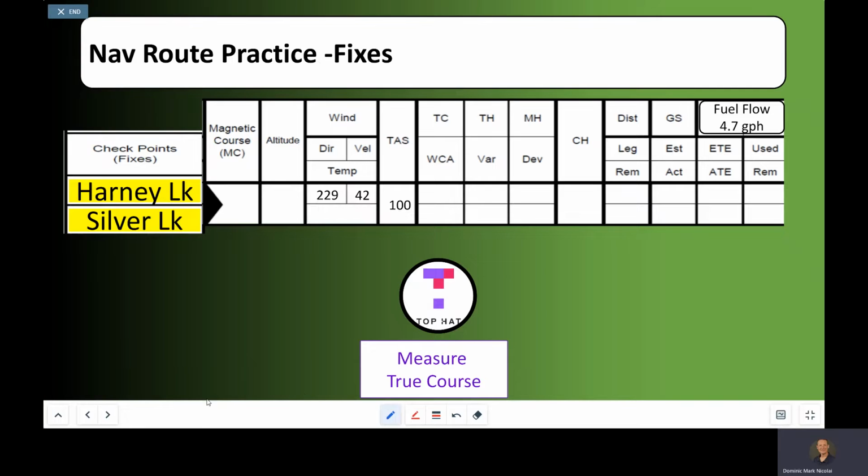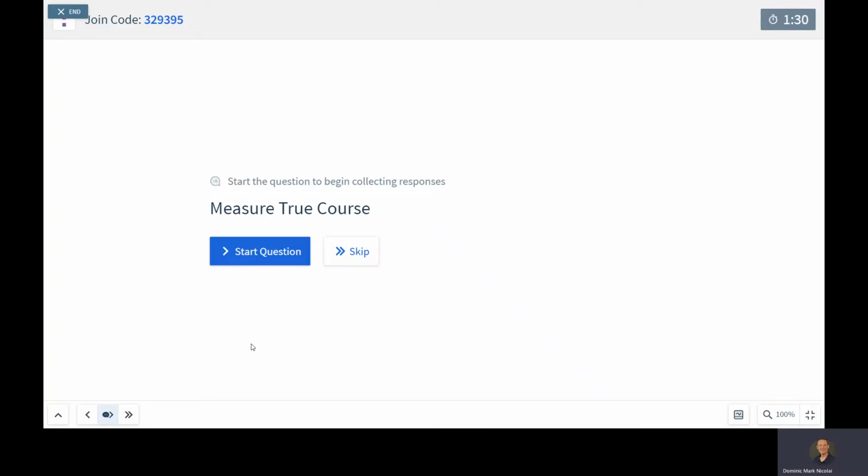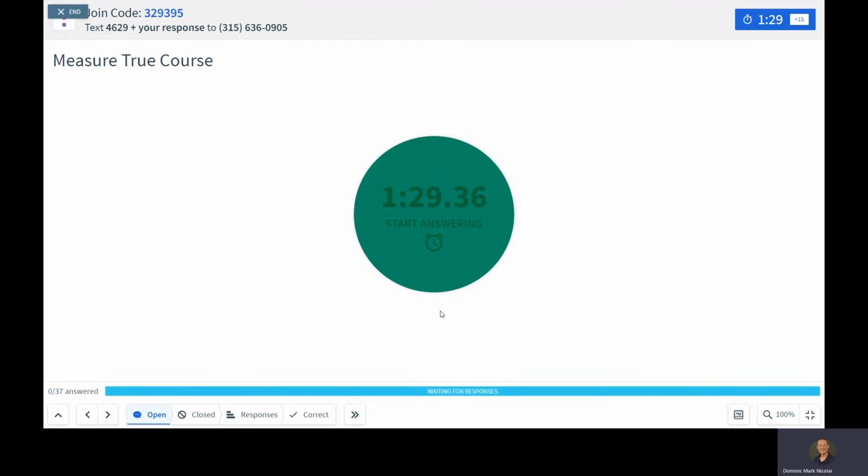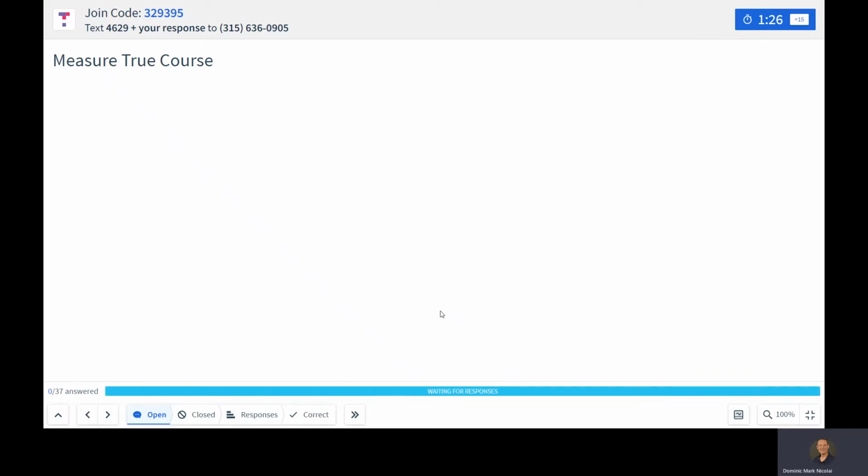All right, and that will be your top hat question here. So once you get to true course, put it right in the top hat. And it's always best to use a true course measurement from a line of latitude or longitude near the middle of your route.